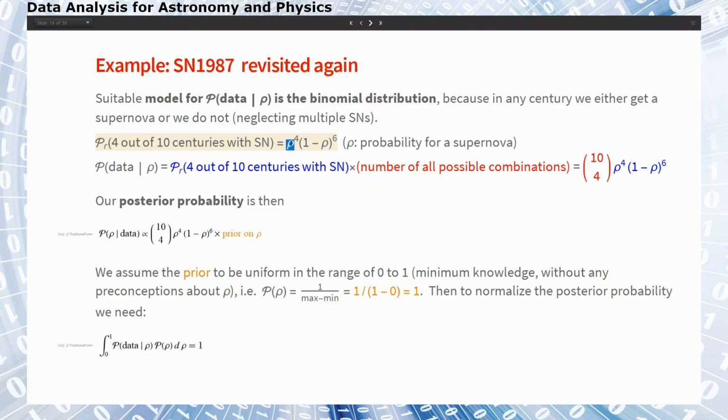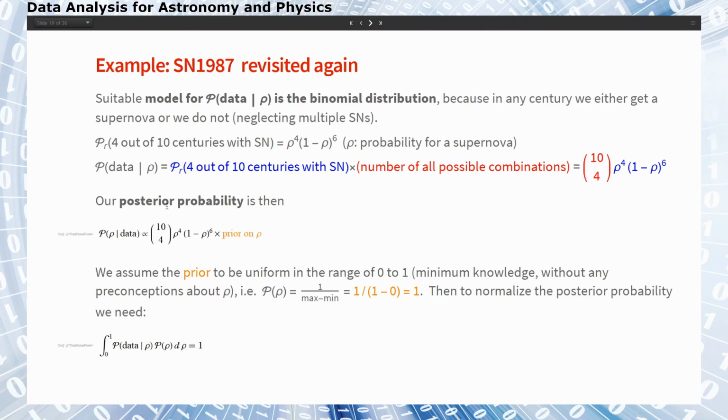If we know the supernova rate, we can then compute the probability to observe 4 supernovas in 10 centuries, which is ρ to the power of 4 times (1 minus ρ) to the power of 6, 10 minus 4. And we have to multiply with the possible ways to combine 4 out of 10 supernovas, which is 10 choose 4, the binomial coefficient here.